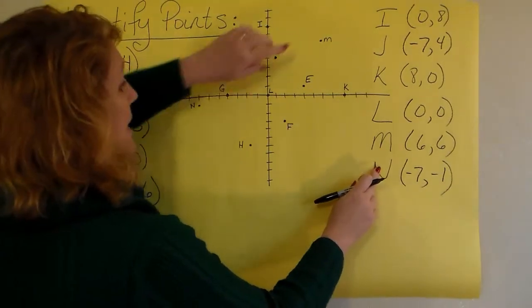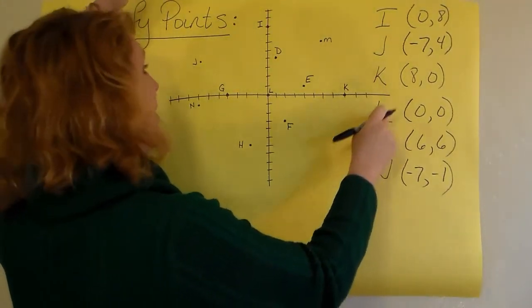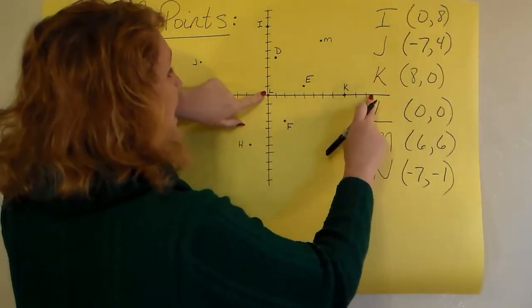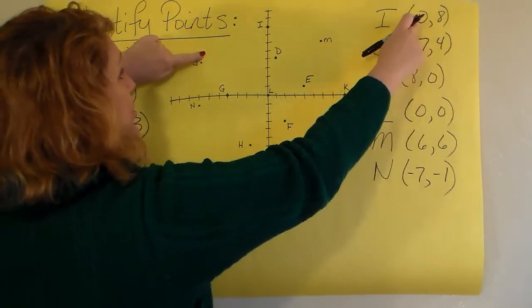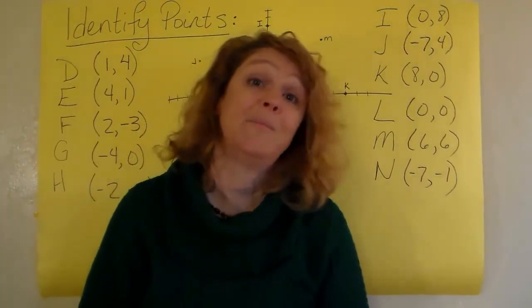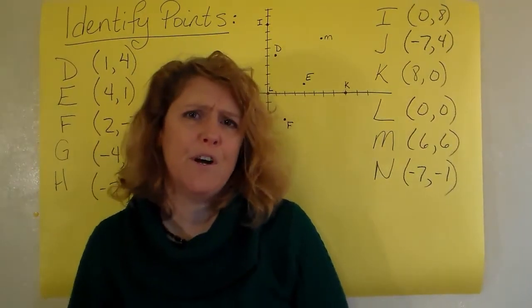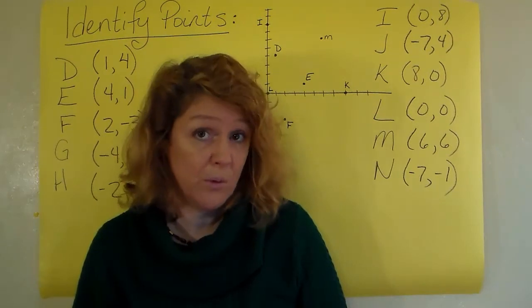N is 3, M is 1, L is the origin, so it's all of them or none of them, doesn't matter. K is between 1 and 4, J is 2, I is between 1 and 2. How'd you do? Not hard. Hopefully a refresher course with the added bonus of negatives. Please remember X is always first.